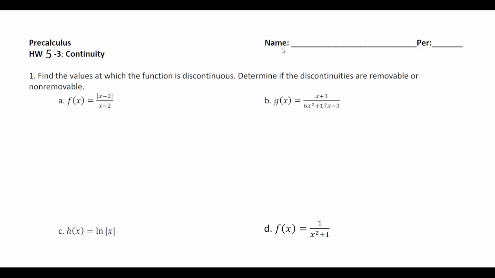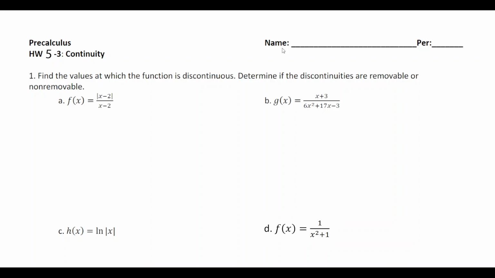Just to talk about that briefly, a removable discontinuity is one where basically you have a hole. In other words, if there's a break in the graph where it's just a single point that is preventing continuity, and it's continuous otherwise, meaning the left-hand limit is equal to the right-hand limit, then that is a removable discontinuity. Visually, it just looks like a hole.